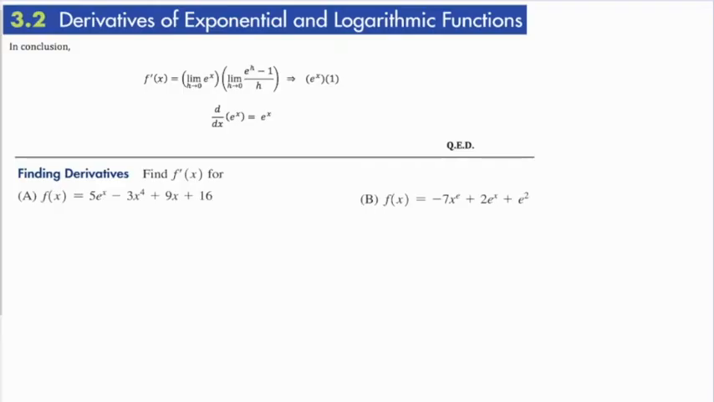So now that we know the limit is 1, we can replace this with 1, and this stays as e to the x. So we're left with e to the x times 1, and that means the derivative of e to the x is itself.